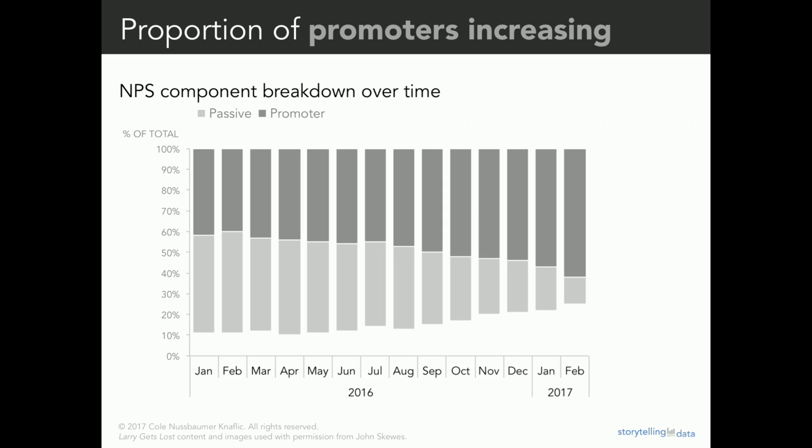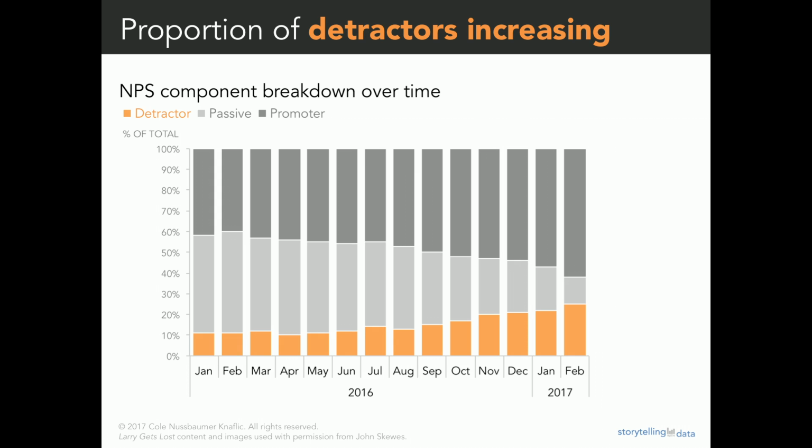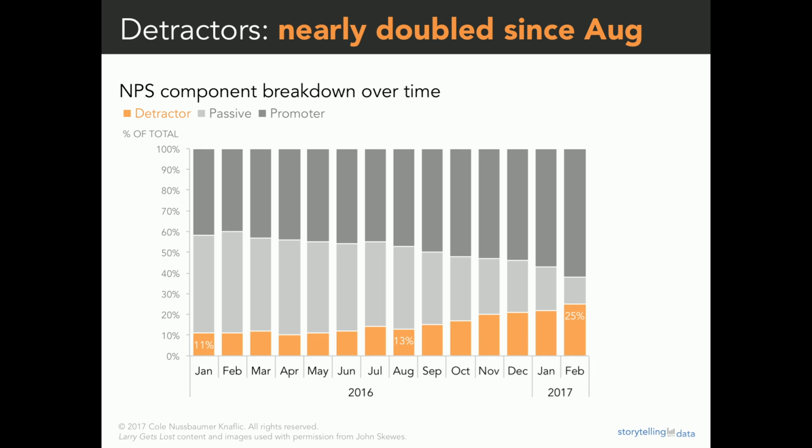So we see some of those moving in the positive direction, right? Promoters at the top there are increasing over time. But as you can probably imagine by the gap left in my graph here, detractors are also increasing. If we put some numbers there, they're increasing on the order of nearly doubling when it comes to the proportion that they make up of total over the past 6-7 months.